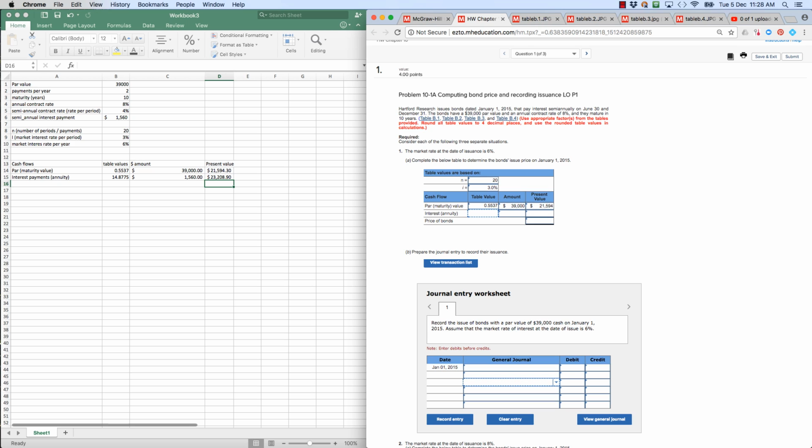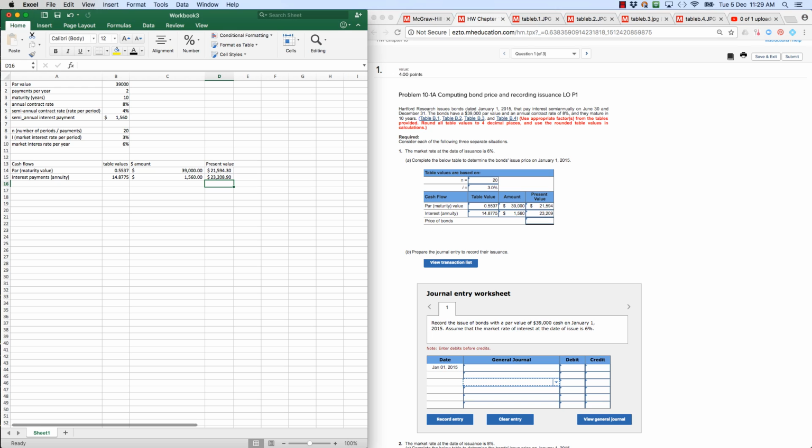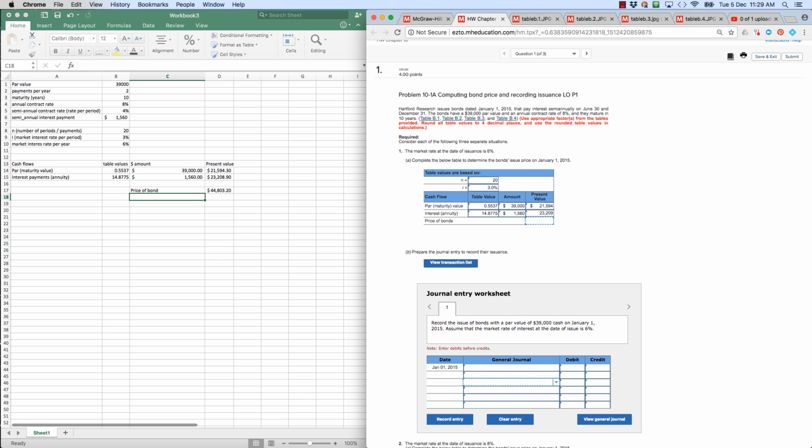And then for our interest, we've got a table value of 14.8775, an amount of 1,560, and a present value of $23,208.90. 23,209, sure it's rounding. And that means that the price of our bond is going to be equal to the sum of those two present values, otherwise known as $44,803.20.